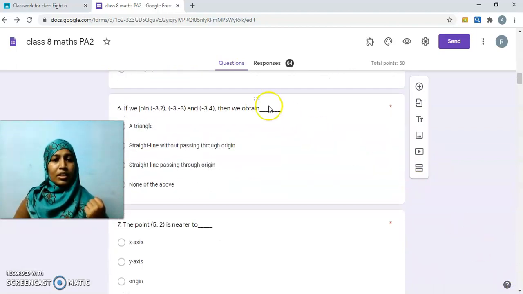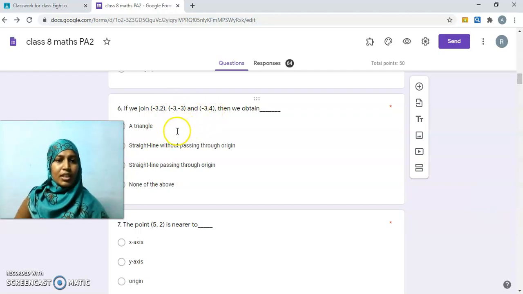Next thing is, if we join all these 3 points, then we obtain. See here, all the x coordinates are same, minus 3. So all these points are going to lie on the same line. Only y coordinates are different, 2, minus 3 and 4. Isn't it? Is it possible for this line to pass through origin? No. It's a line parallel to the y-axis. X coordinates are same, so it is parallel to y-axis. So straight line without passing through origin is the right answer.